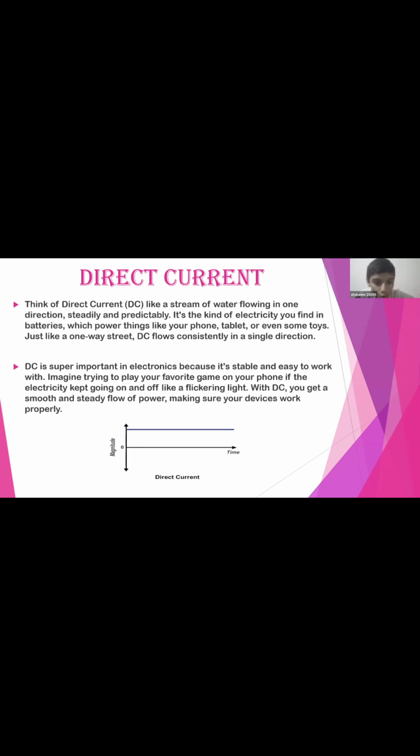Direct current is super important in electronics because it's stable and easy to work with. Imagine trying to play your favorite game on your phone if the electricity kept going on and off like a flickering light. With DC, you will get a smooth and steady flow of power, making sure your devices work properly. And you can see here the diagram of a direct current. It flows steadily with time.